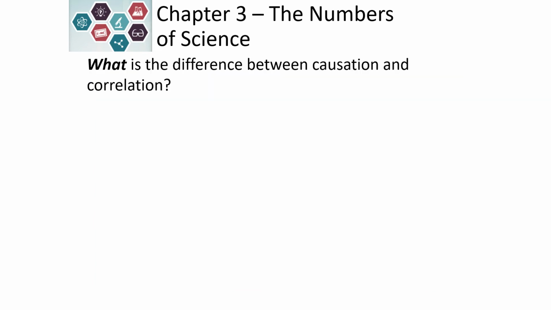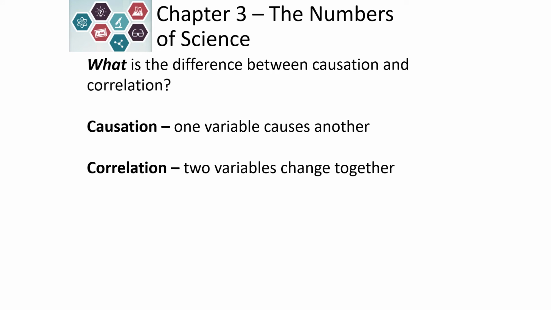What is the difference between causation and correlation? Well, causation means that one variable directly causes another to happen. Like, I stubbed my toe and now my toe hurts. Me stubbing my toe caused my toe to hurt. Correlation is just when two variables change together.